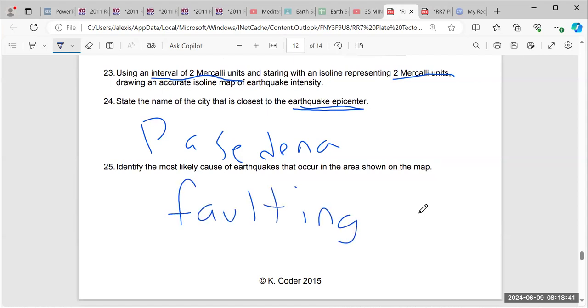If you were to also say this area is located on a transform plate boundary, that would be fine too. That is all for this packet.